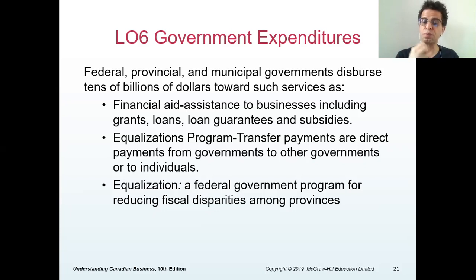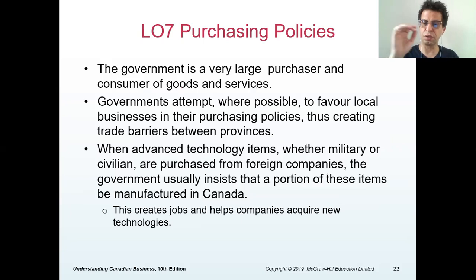Equalization is a program transferring payments directly from the government to other governments or to individuals. Some provinces have less income, so there is a kind of transfer where the federal government takes it and gives it to other provinces for equality. Equalization is a federal government program for reducing the fiscal disparities among the provinces, as we said. Some provinces are poorer than others, so they try equalization.